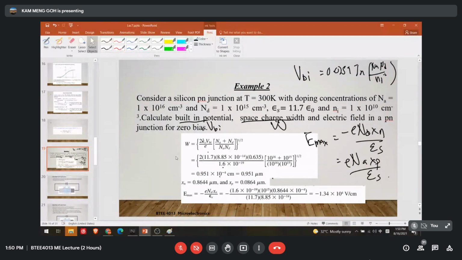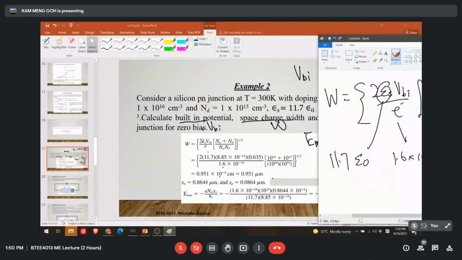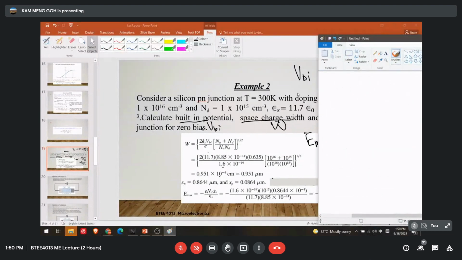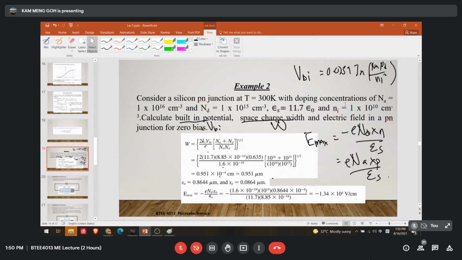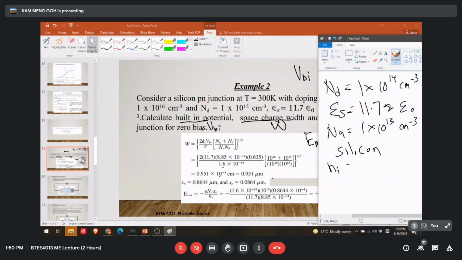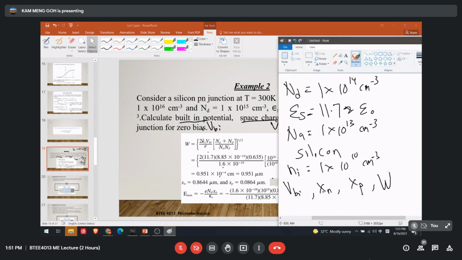Okay, maybe we can try one more example here. So for example, we have this ND equal to, let's say, 1 times 10 to the power of 14 per cm cubed. This is silicon, epsilon_s equals 11.7 epsilon 0. Then your Na will be equal to 1 times 10 to the power of 13 per cm cubed, silicon. And then, let's see what else. Ni equals 1 times 10 to the power 10 per cm cubed. At first, calculate V_BI, calculate Sn, calculate Sp, and calculate W. Okay, calculate these four items first, based on the given information here.